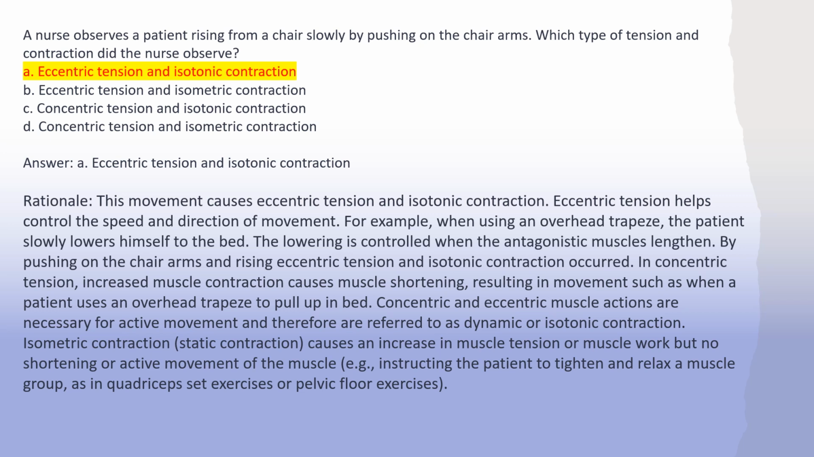Isometric contraction, static contraction, causes an increase in muscle tension or muscle work but no shortening or active movement of the muscle, e.g. instructing the patient to tighten and relax a muscle group, as in quadriceps set exercises or pelvic floor exercises.